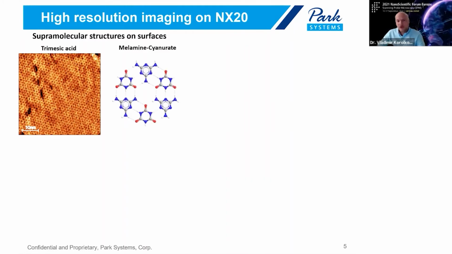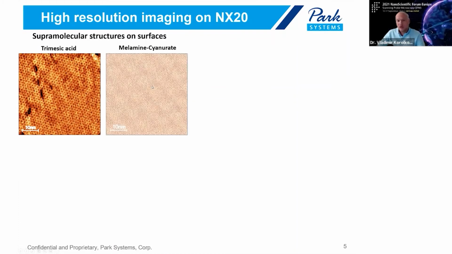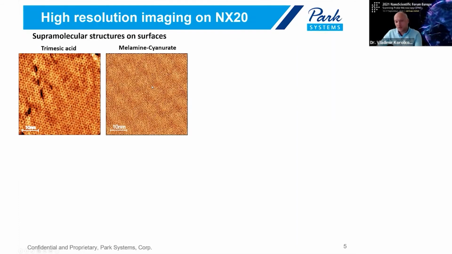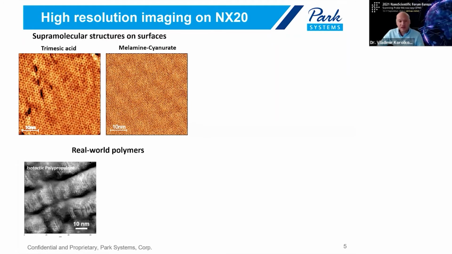Same goes for another network that I will describe in a bit more detail later today, a melamine cyanuric acid network, where the network is a lot smaller, just 9.8 angstrom periodicity. Then same goes for real world polymers, because sometimes people say, okay, well, these are flat samples.